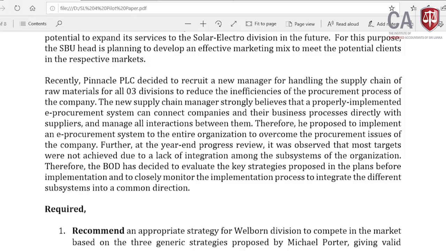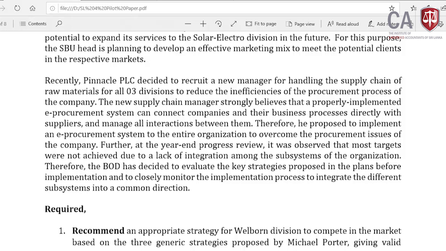The new supply chain manager strongly believes that a properly implemented E Procurement system can connect companies and their business processes directly with suppliers and manage all interaction between them. Therefore, he proposed to implement an E Procurement system to the entire organization to overcome the procurement issues of the company. So, what is the belief this new guy is having? He believes that a properly implemented E Procurement system, the exam may try to test E Procurement also from you, right. He is now stating about E Procurement that was learned under supply chain management.